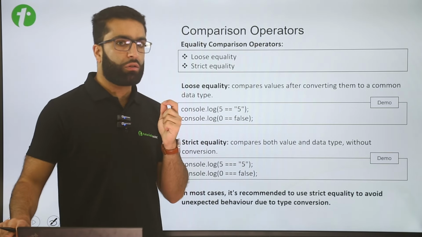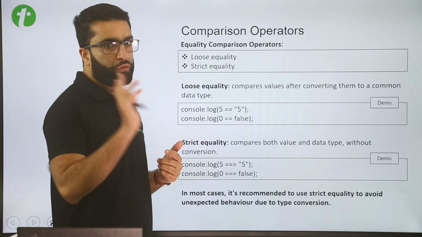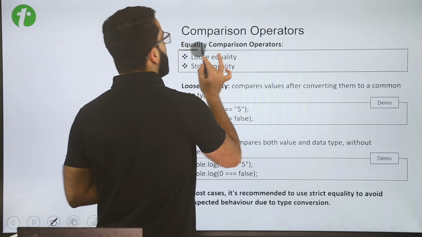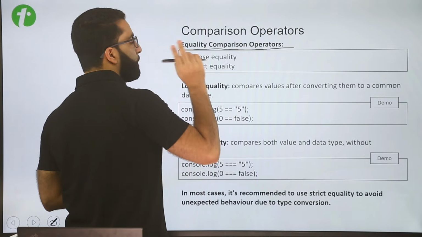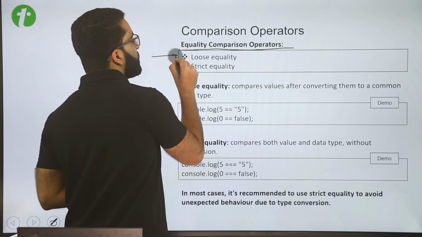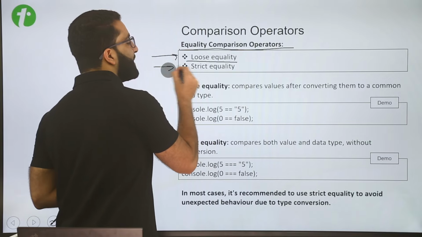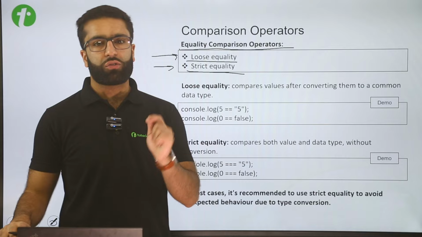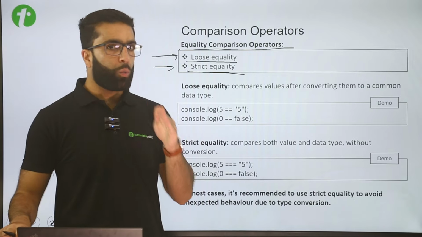So please pay attention here. Now we have two types of things here that we need to take care of. When we talk about the equality comparison operators, we have two types of equality. The first one is your loose equality and the second one is your strict equality. Now what is this loose equality and strict equality? Let's talk about it one by one.